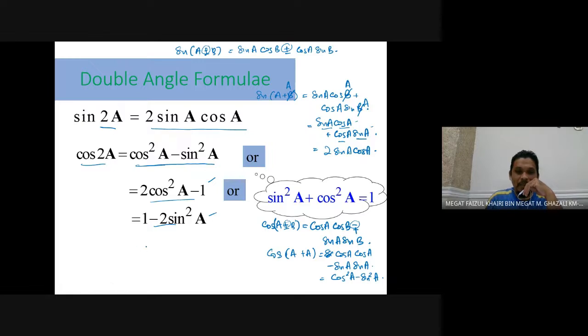So using the trigonometric identity, sine square A plus cos square A equal to 1. From here we can elaborate sine square A equal to 1, cos square bring to the other side, 1 minus cos square A. And from here also, we elaborate cos square A equal to 1 minus sine square A.